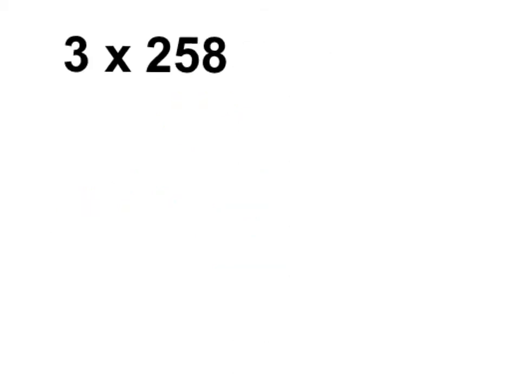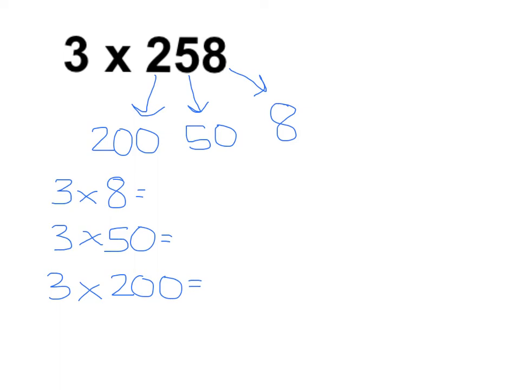Now let's look at 3 times 258. So we'll use the same strategy and partition the 258. So the 8 is in the ones place, so it's worth 8. The 5 is in the tens place, it is worth 50. And the 2 is in the hundreds place, so it is worth 200. So I can rewrite my multiplication question as 3 multiplied by each part of the number 258. So I can write 3 times 8, 3 times 50, and then 3 times 200. I will add all those products together to get the final answer for 3 times 258.